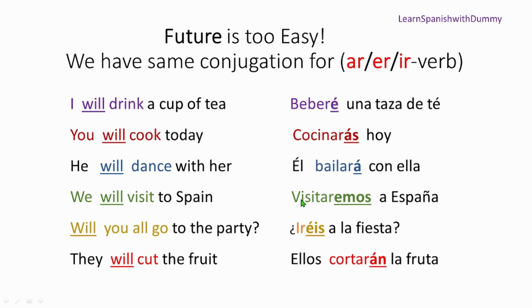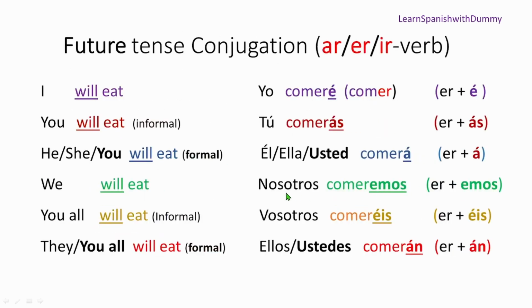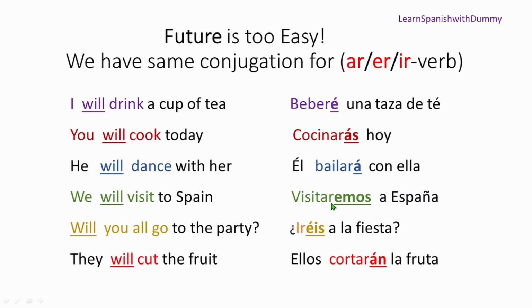We will visit Spain. Okay? So it'll be visitaremos. See, for "we" we need to put the ending emos, right? If you look back, for nosotros it's the ending emos. We put emos ending for we. So we did the same thing. Visitaremos a España.